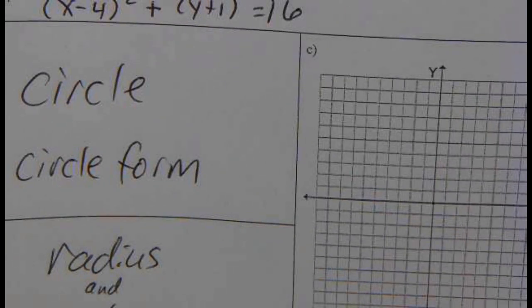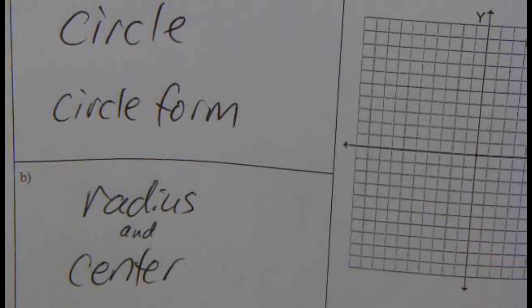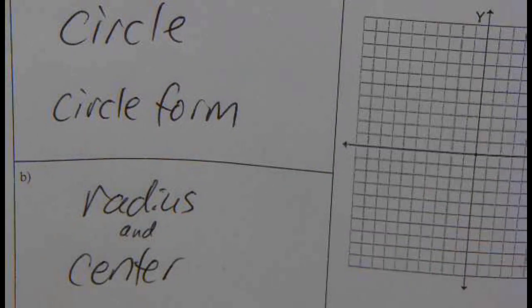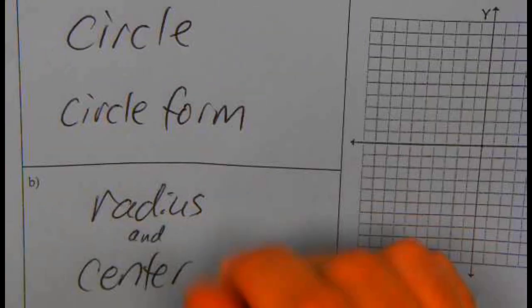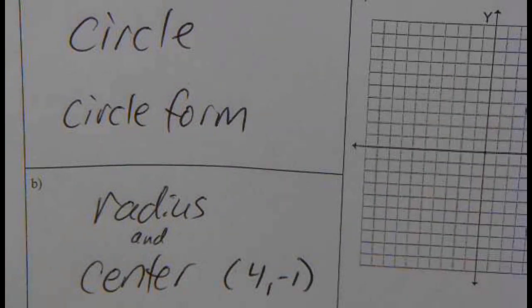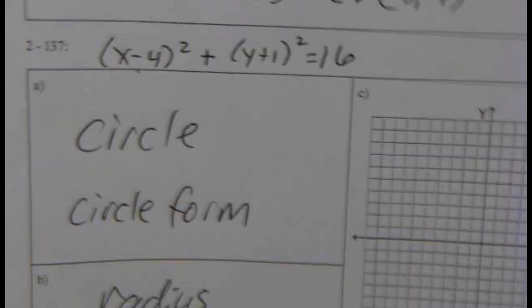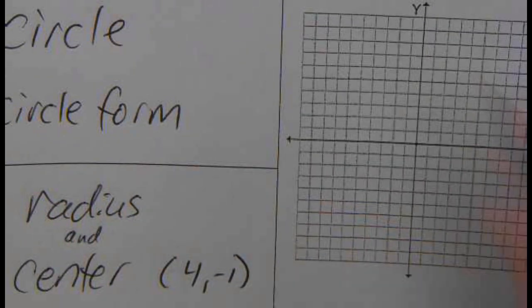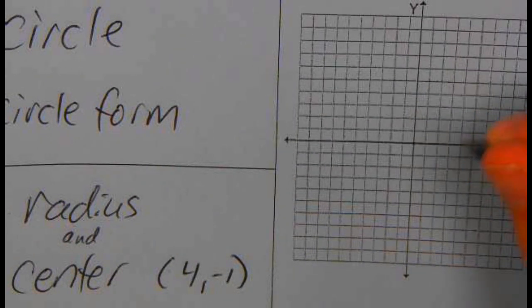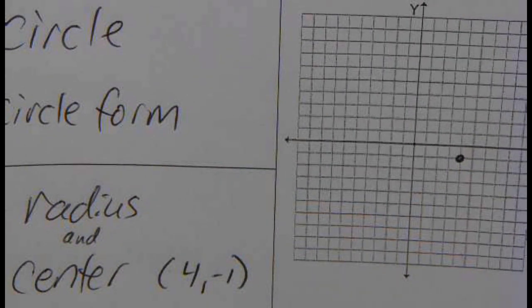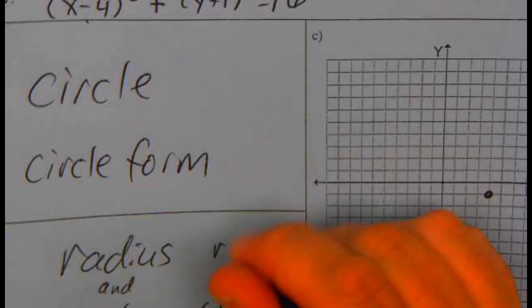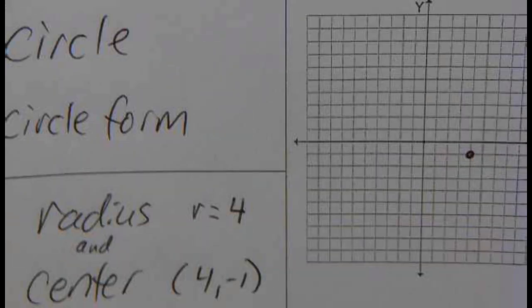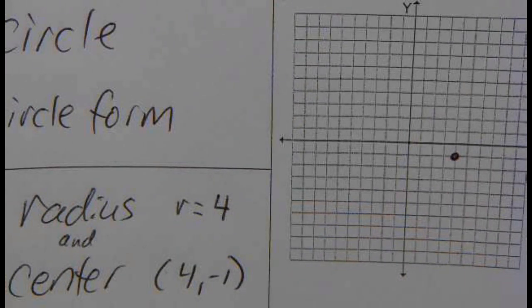We can go ahead and draw the circle. To draw a circle, I just plot the center first. Okay, so the center is 4, negative 1 on this one because it's minus 4 and plus 1, so it would be positive 4, negative 1. Go ahead and plot the point 4, negative 1. There's the center of the circle. Then, since it's equal to 16, our radius is 4.